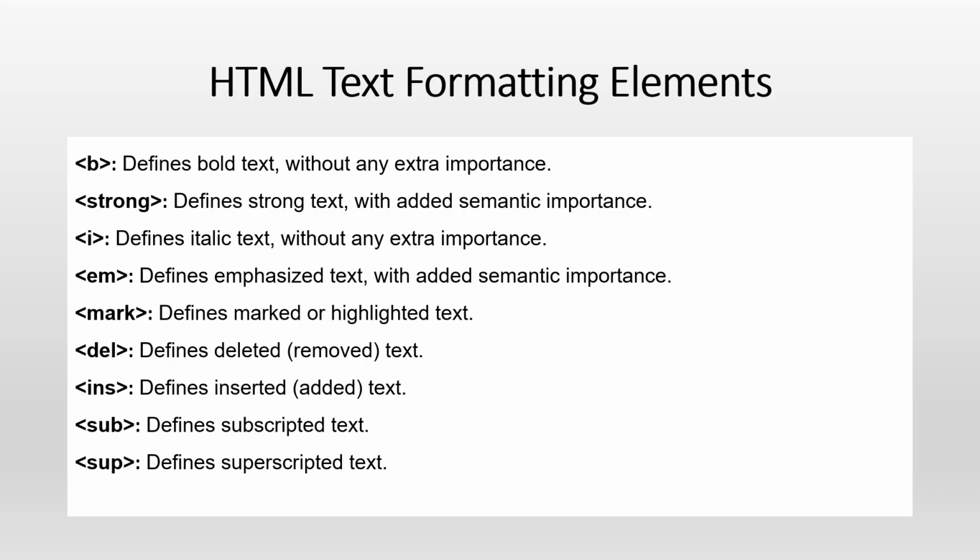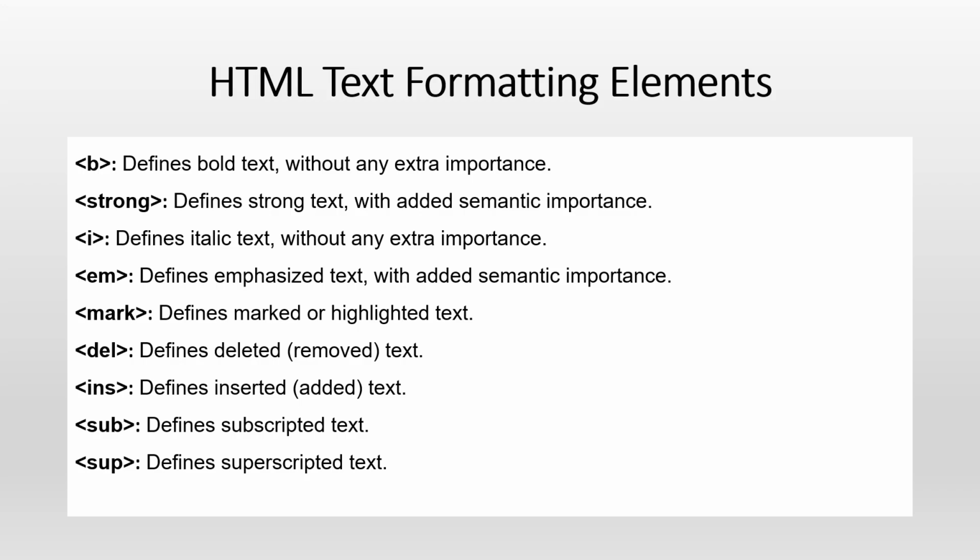Next, coming to strong. It is also similar to bold. Next after that, I. It is italic. Whenever we want to make some text in the document italic, we are going to use the I tag. After that, em. Em is also similar to the italic tag.